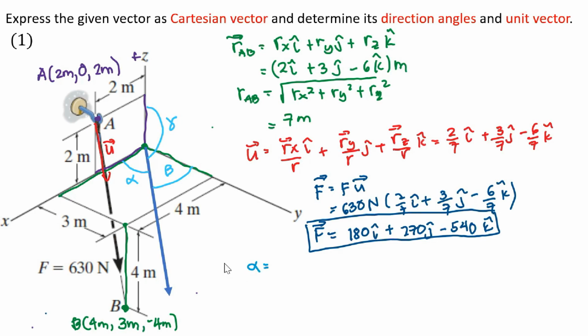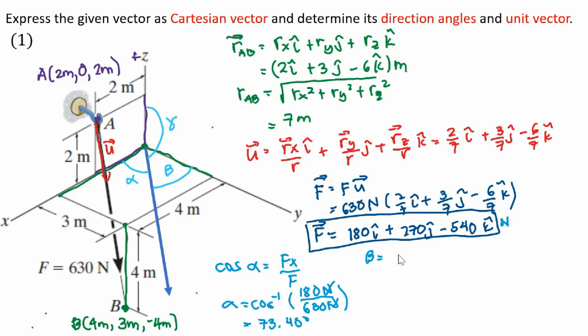So we will use the formula of cosine. Alpha is equal to Fx over F, so that is the component of a force along x divided by its magnitude. So alpha is arc cosine of 180 Newton divided by 630 Newton. Cancel. So alpha now is 73.40 degrees.